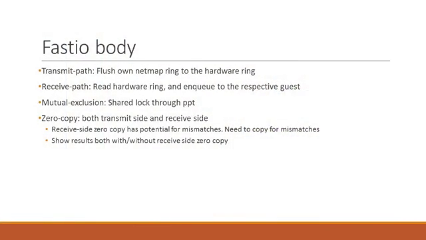On the transmit path, any application plugs its own Netmap ring into the hardware ring, and on the receive path, it reads the hardware ring and enqueues the packets to the respective guest, to provide mutual exclusion among these guest OS Fastio drivers. We use a shared lock through the privilege page table, and we also do zero copy on both transmit and receive side. Receive side zero copy has a potential for mismatches, so we need to copy packets when there is a mismatch. Also the receive side zero copy has a potential for man in the middle attack, so we show our results with and without receive side zero copy.